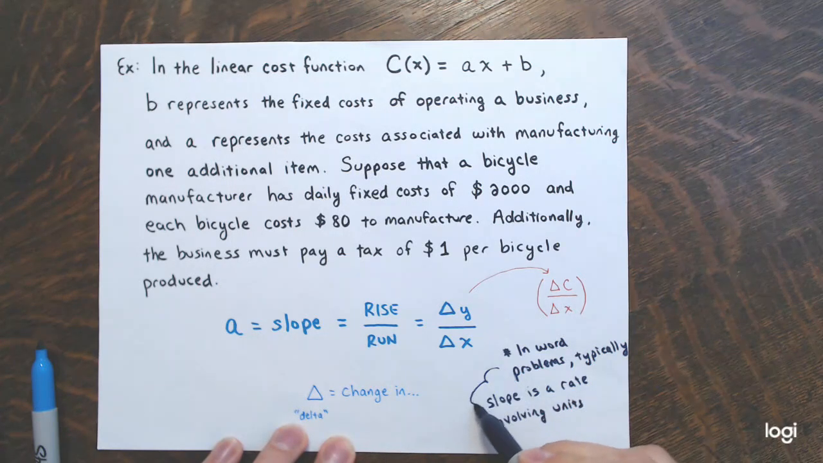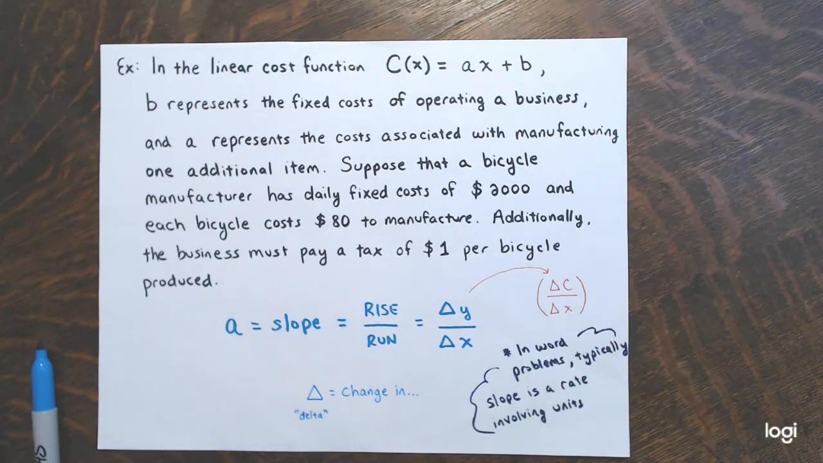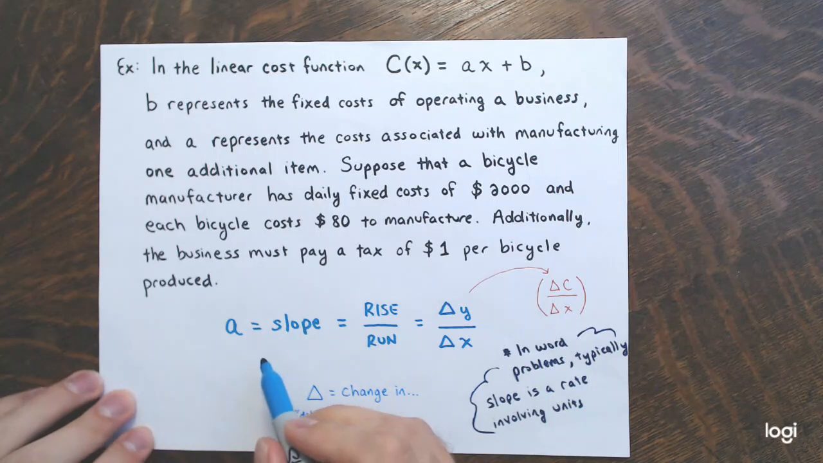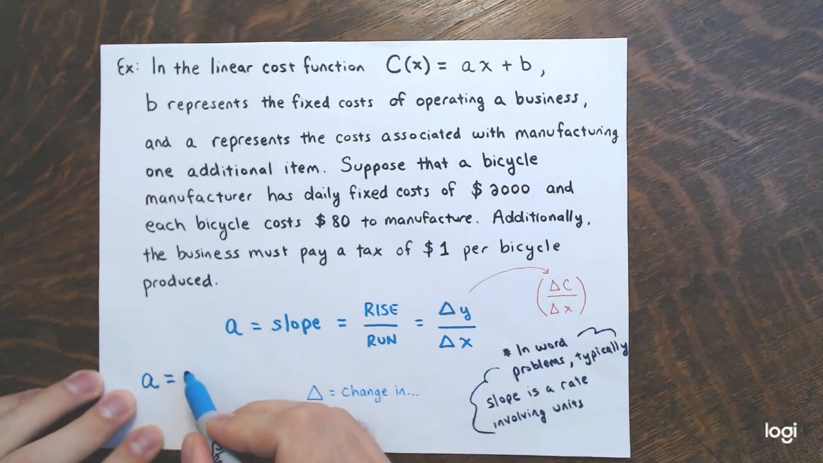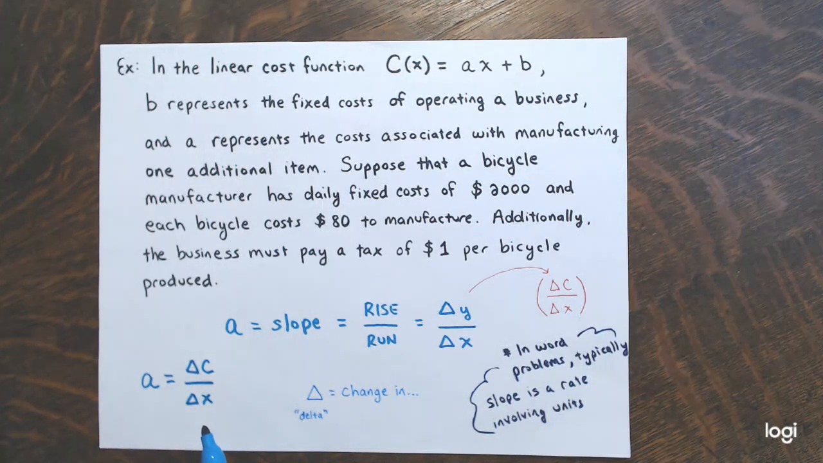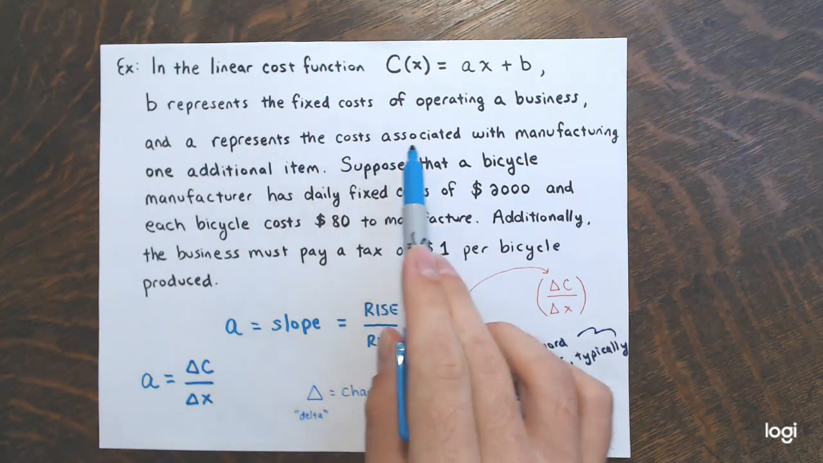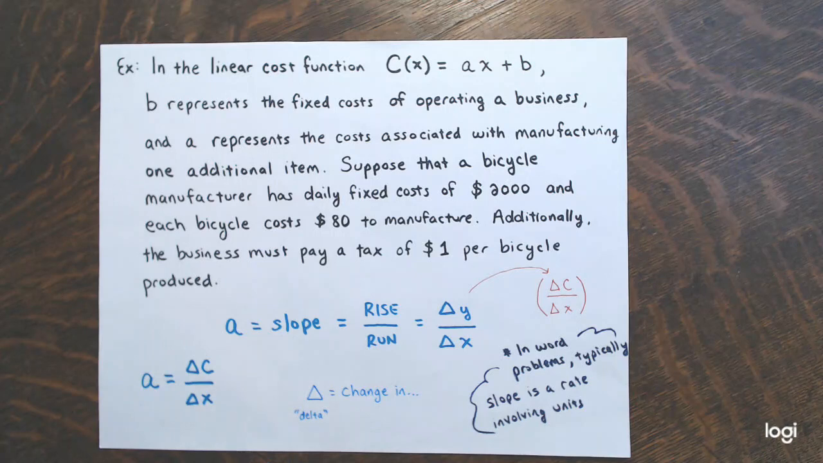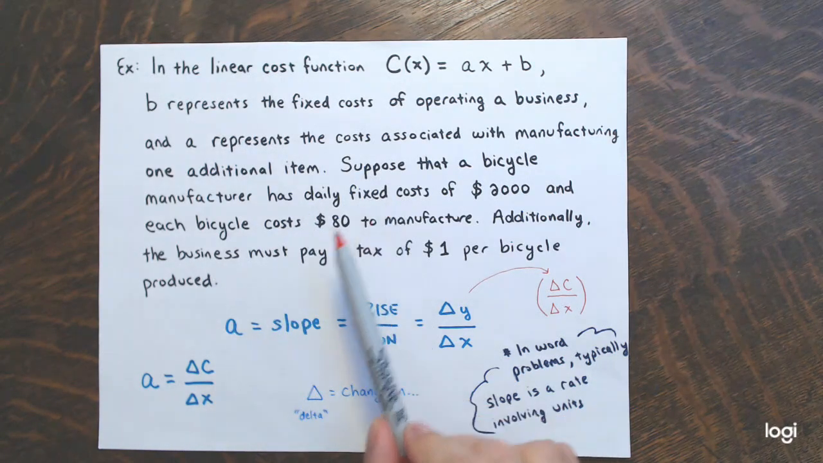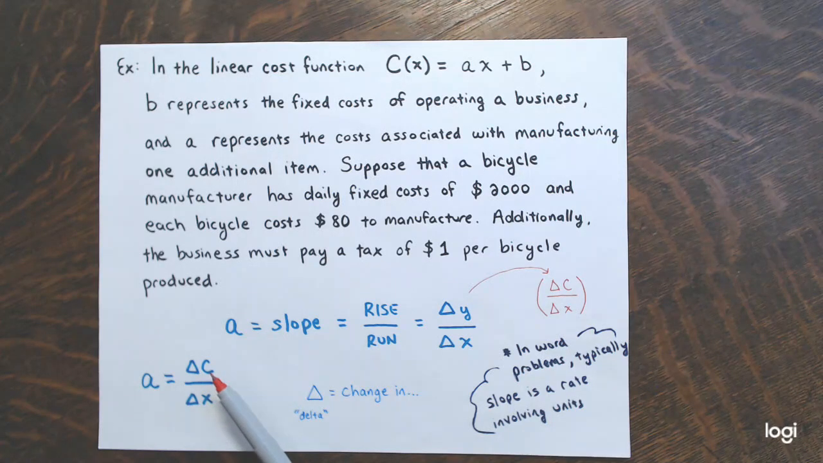Right? Let's think about that here. Look at my slope, this a. So a is again this change in cost divided by the change in product developed. The change in cost, C, divided by the change in items manufactured. All right. Now I'm going to keep reading here so we actually can get the units. What are the cost units and what are the item units?